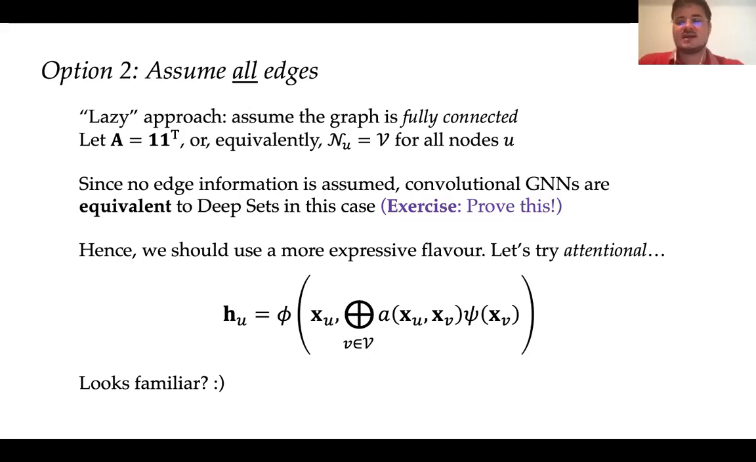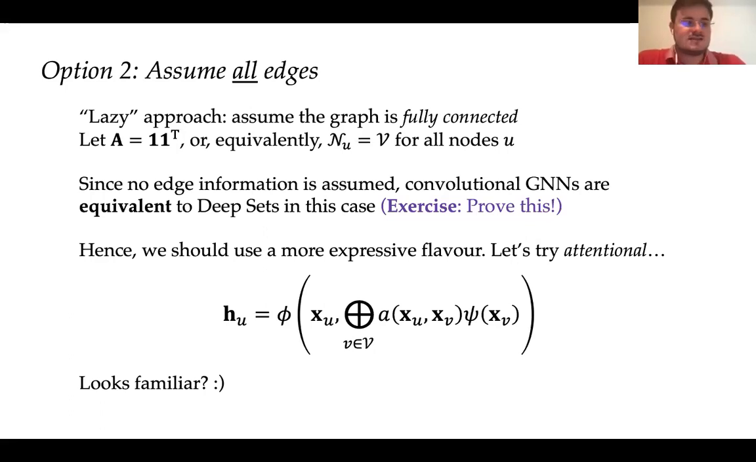Now, since I'm assuming I'm not giving you any edge features that you can use to distinguish these pairs, convolutional graph neural networks over the complete graph are going to have to be equivalent to DeepSets. And I think it's a very useful exercise for you to try to prove this. So show that if I assume the graph is fully connected and I assume there's no edge information, a convolutional graph neural network will end up doing exactly the same thing as DeepSets. So if we do conv GNNs, we haven't really moved from the status quo of using DeepSets in the first place. So what we need to do over these complete graphs is use a more expressive flavor of graph neural networks.